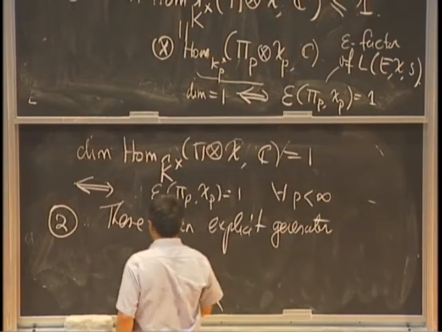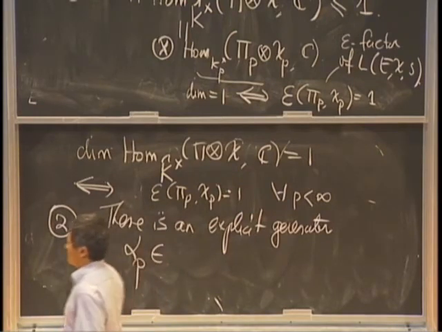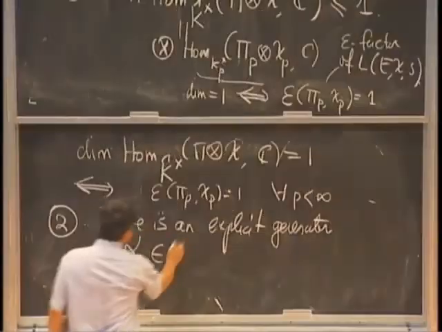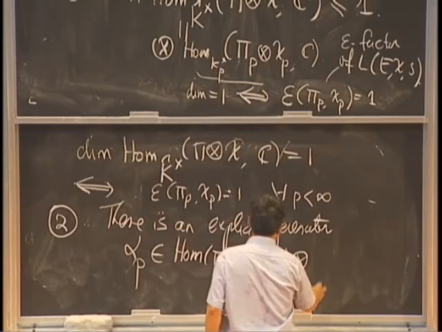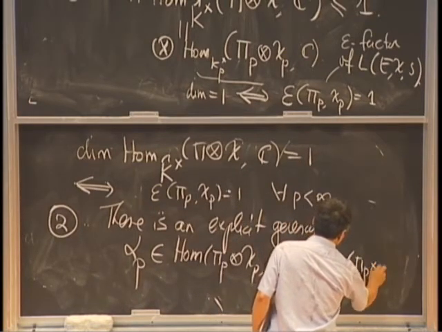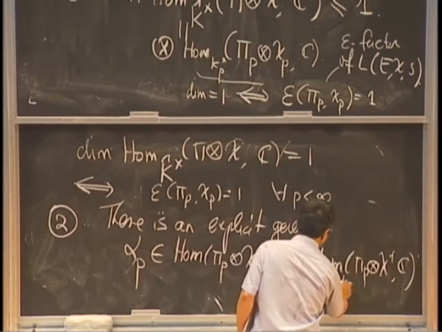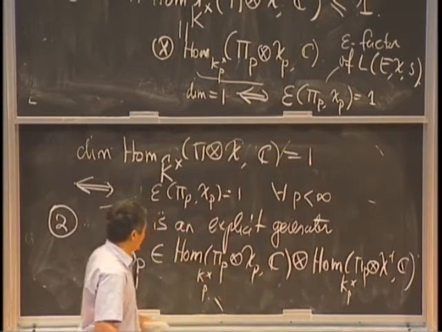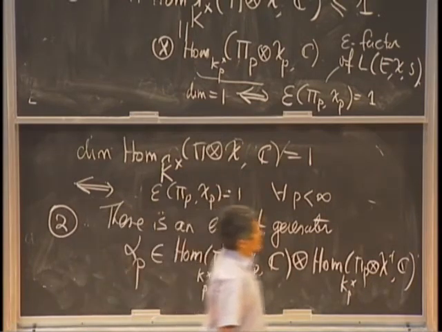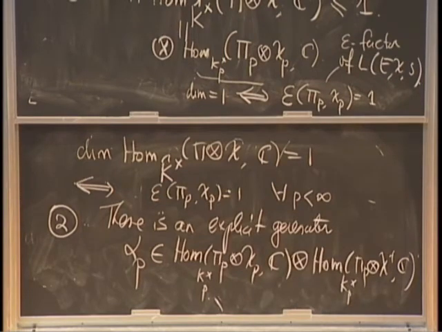Let me call this generator alpha p, inside the tensor product of the two spaces. It is called a matrix coefficient. And this space is at most one-dimensional. If the dimension is 0, this generator is 0. Otherwise, this generator is always given by an obvious formula, given by alpha p of f1, f2.